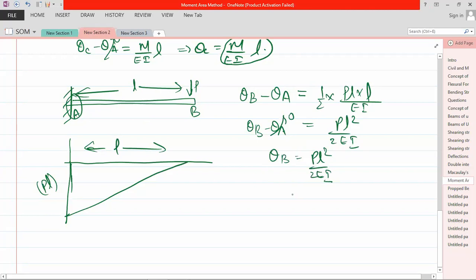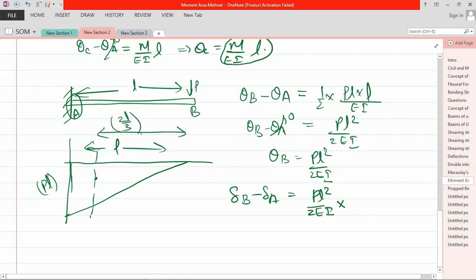Now if I want to find the deflection at B, deflection B minus deflection A is equal to the area, PL square by 2EI, which we already obtained, multiplied by the distance of the center of gravity from the end where we want to find the deflection. So it will be 2L by 3. If you put that, it will be PL cube by 3EI.